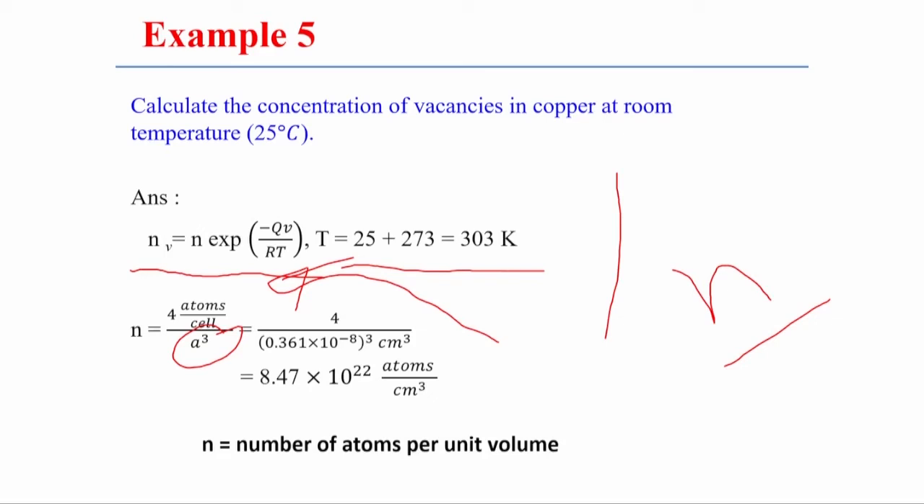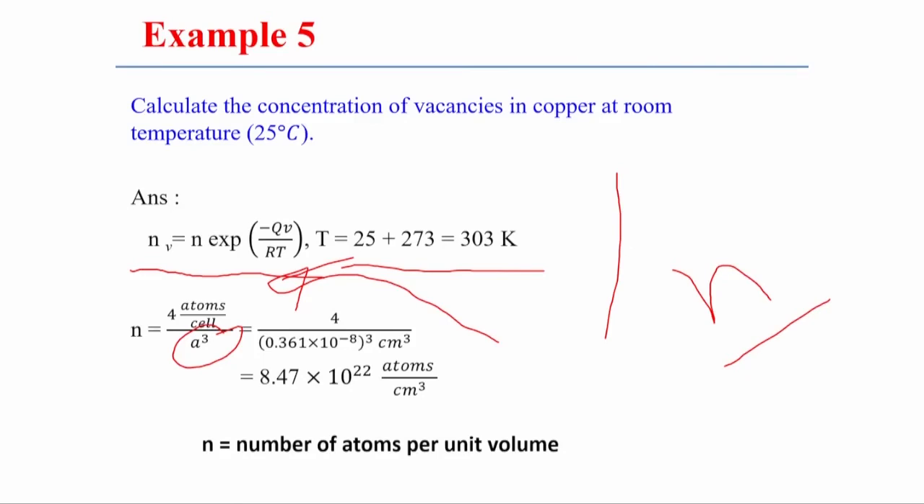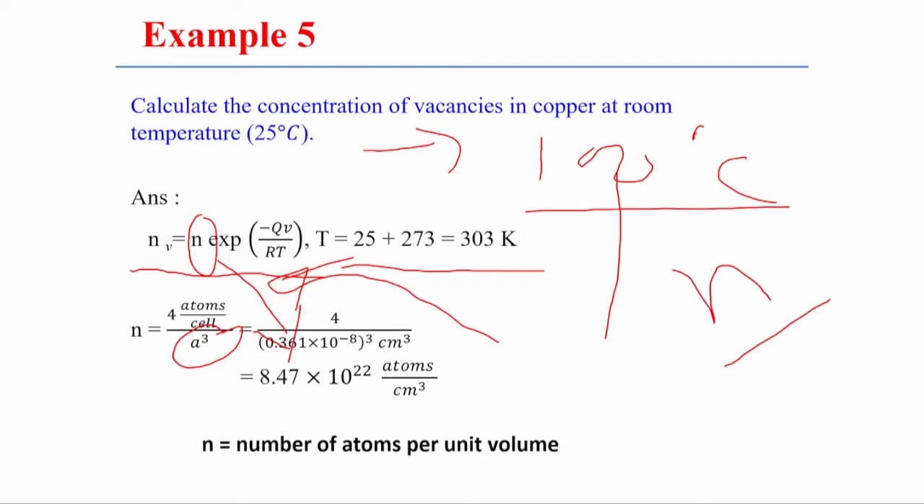Actually, the number of vacancies varies depending upon the temperature. If the temperature increases, the number of vacancies generally increases. So this calculation can be different if, for example, we ask for the number of vacancies of copper at 100 degrees centigrade. But the N we have calculated is the number of atoms per unit volume, looking into the crystal structure at room temperature.